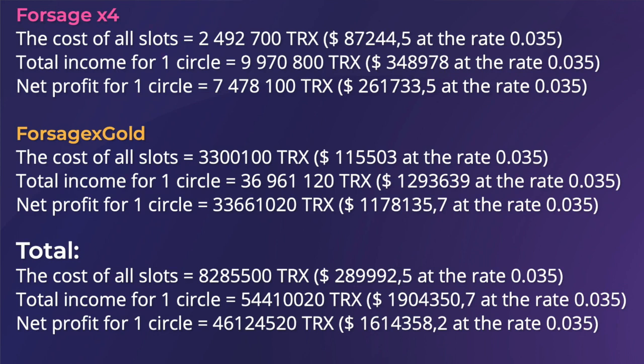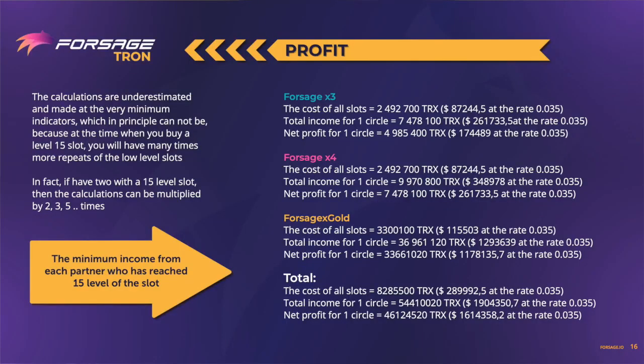And income for one circle of all slots is 36,961,120 TRX. It is $1,293,639 at the rate 0.035. If we add up the income of one circle of all slots of all programs and subtract the cost of all slots, we get a net profit for one circle of 46,124,520 TRX. It is $1,614,358 at the rate 0.035.